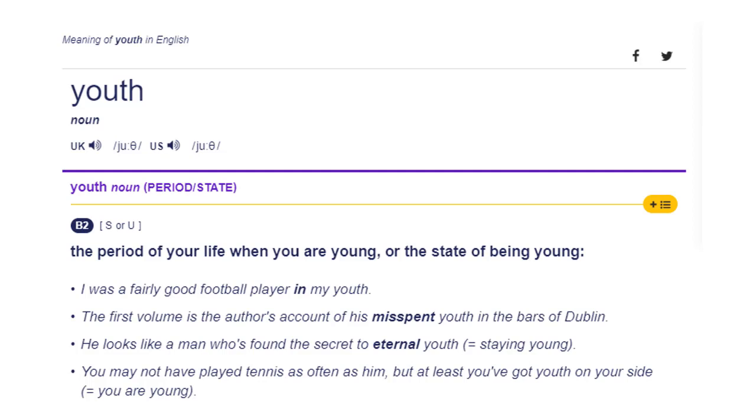"You spend your youth in the bars of Dublin." "Man found secret to eternal youth, staying young and playing tennis with the youth inside." So we're talking about a period. If you define it in terms of children, that will be very, very narrow, or kids, which I'm going to speak about later. So please take note, you're talking about a time period all the way from a toddler to a teenager, nearing young adult perhaps.